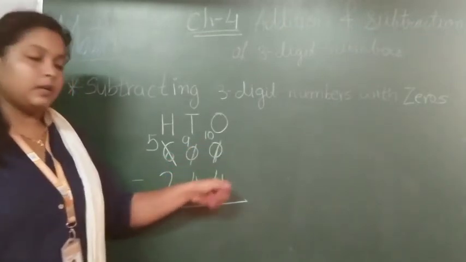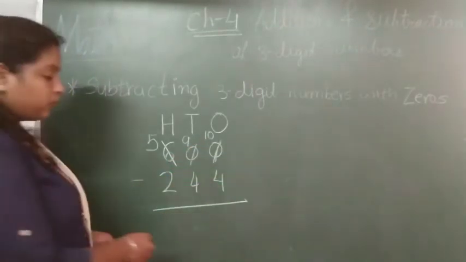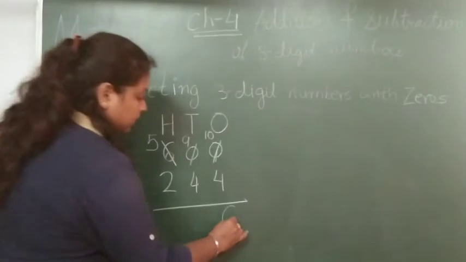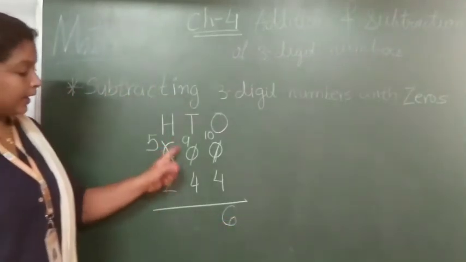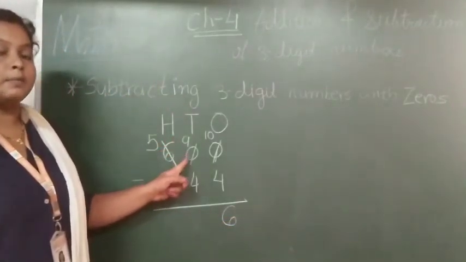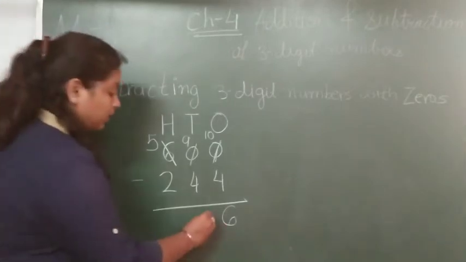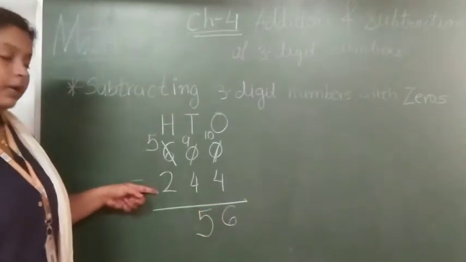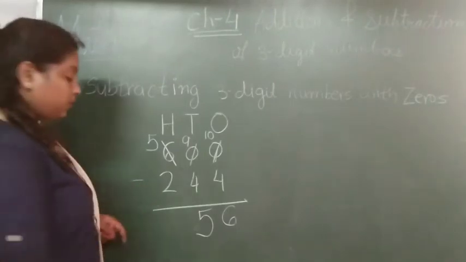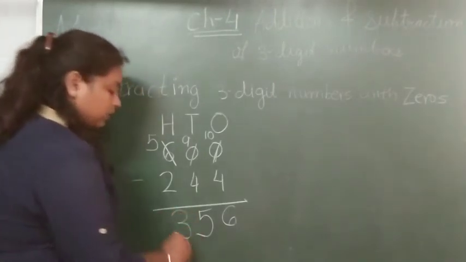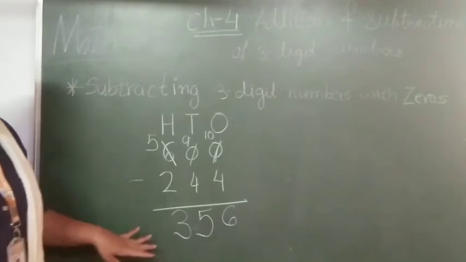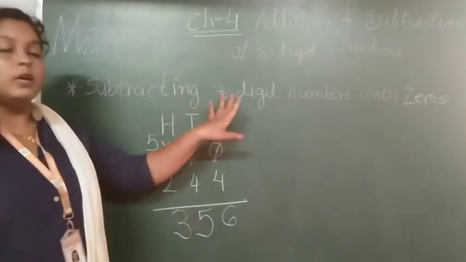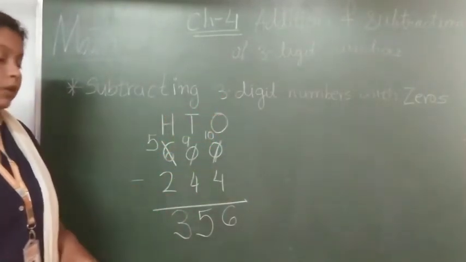Now 10 minus 4 gives you number 6. Now 9 minus 4 gives you number 5. Right? And 5 minus 2 is number 3. So this is how you can solve this subtraction of 3 digits with the 0.